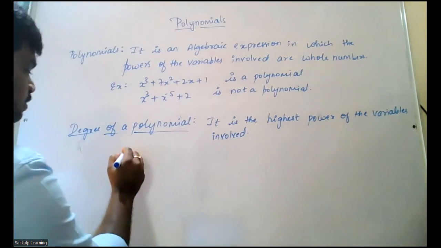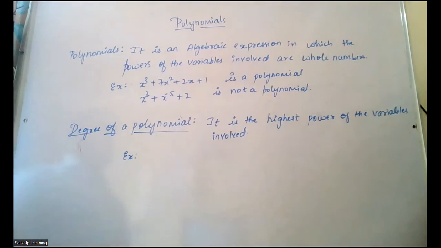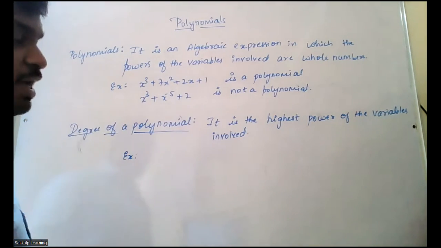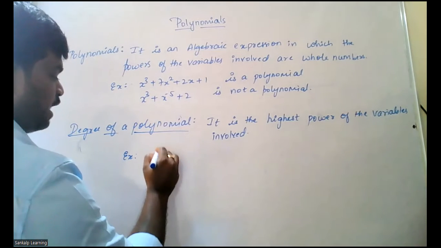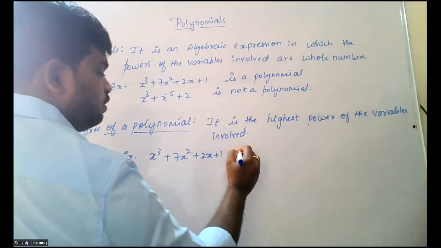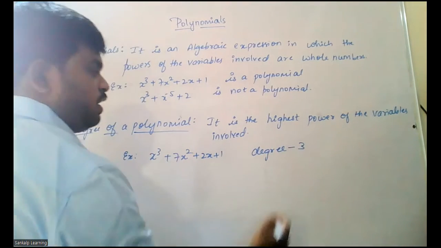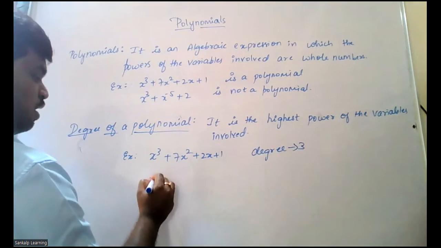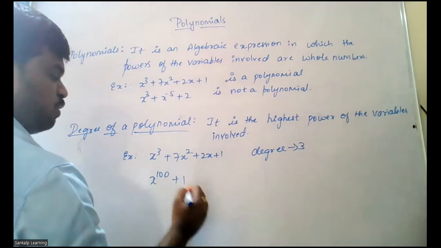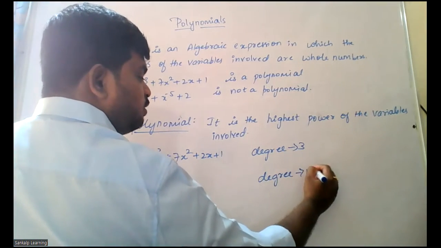For example, let's take the first one, which is a polynomial, right? So here, what is the highest power? The highest power is 3. So x cube plus 7x square plus 2x plus 1. What is the degree? Degree of the polynomial is 3, isn't it? Or let's take x to the power 100 plus 1. What is the degree here? The highest power is 100.